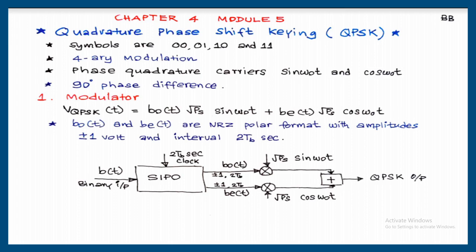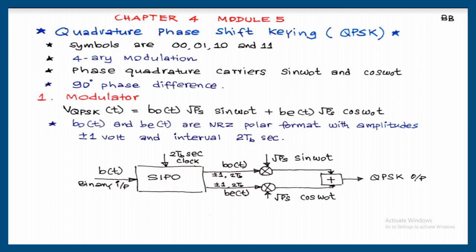QPSK can be generated using phase quadrature carriers sin omega 0t and cos omega 0t. Sin omega 0t is multiplied with plus minus 1, so we will get sin and minus sin. Cos omega 0t is multiplied with plus minus 1, we will get plus cos and minus cos. So we are going to get 4 different signals, sin, minus sin, cos, minus cos, with a 90 degree phase difference.